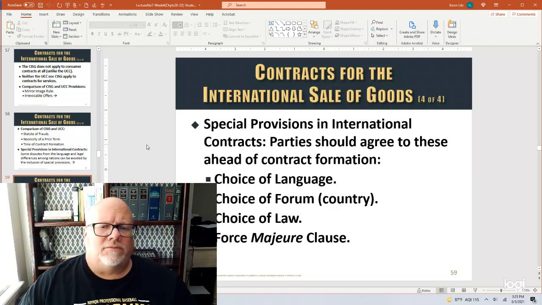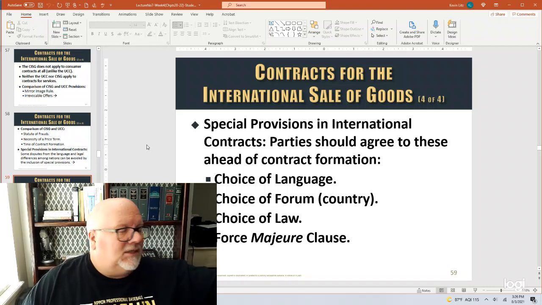Number 1, you could have choice of language. In other words, you could say the English version of this applies. Pretty standard in many international contracts. Number 2, choice of forum and choice of law. Now, 2 different things. Let's say I'm selling to the Singaporean customer.